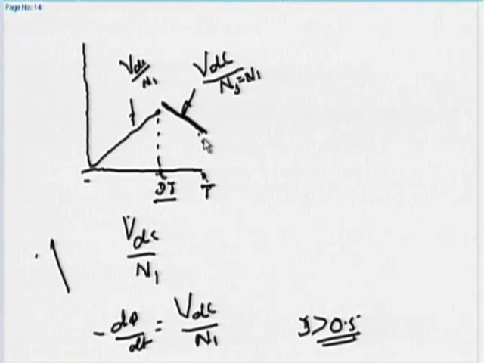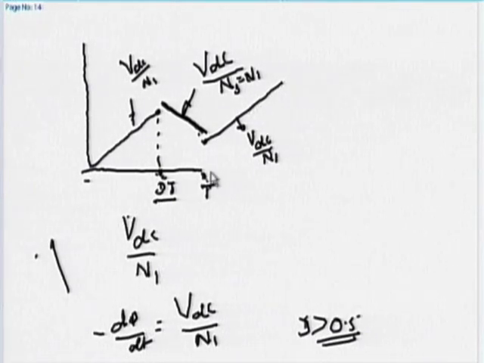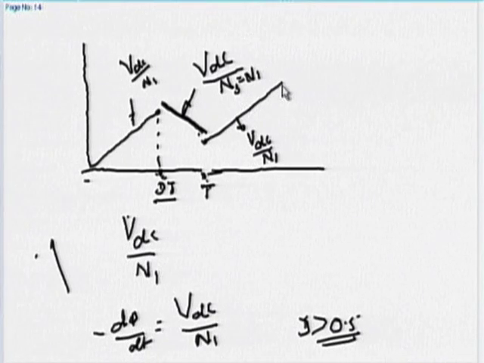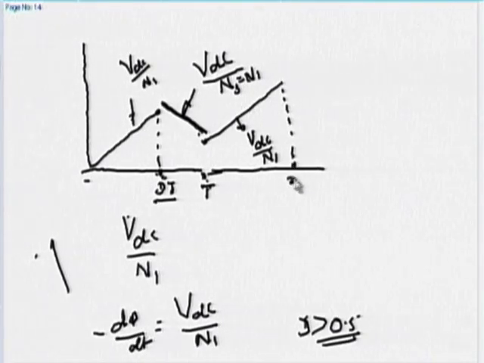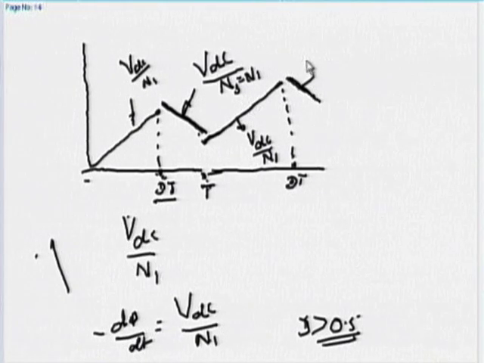In the second cycle, again I will close the switch. What will happen now? Same condition, slope is the same, VDC divided by N1. The switch is on for a longer time. This is d phi for the second cycle, it has reached a much higher value. After some time, I will open the switch. Again, it is VDC divided by N3 or N1.